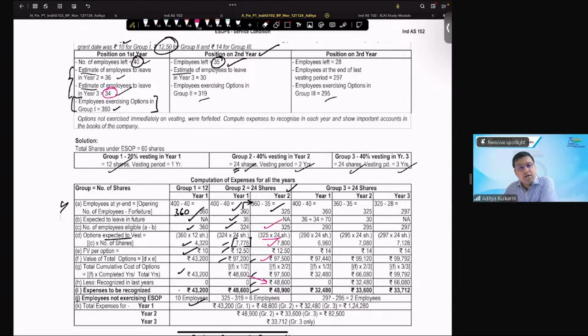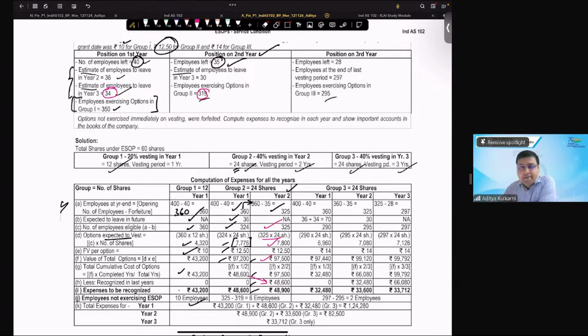Yes, sir. But sir, 319 employees are exercising. So that is the exercising. Right now we are in the vesting phase. Exercising, whatever happens, we will see to that later. Right now we are vesting the options. We are calculating what happens in the vesting period in relation to the options. Exercise is far away; let us vest first, right?